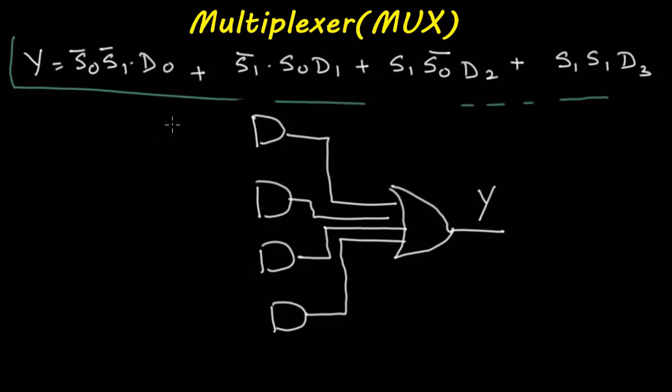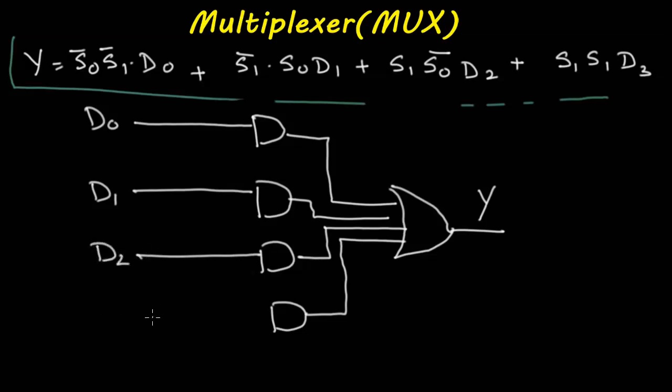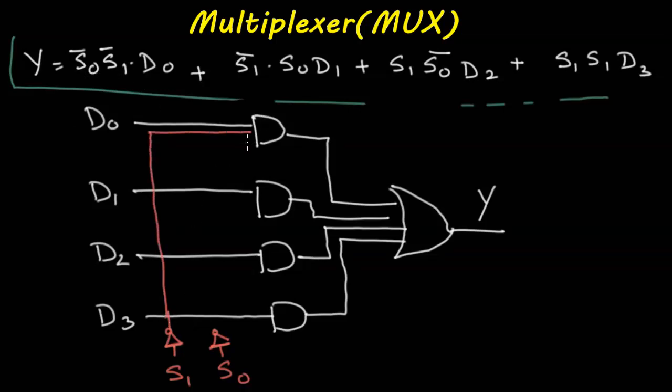And the inputs of these AND gates are D0, then we have D1, D2, and then D3. Now let us understand how we make our select lines. So we have S1 and S0. I'm going to make 2 NOT gates here. So S0 and S1 goes to the first AND gate. So we have S1 and then we have S0.